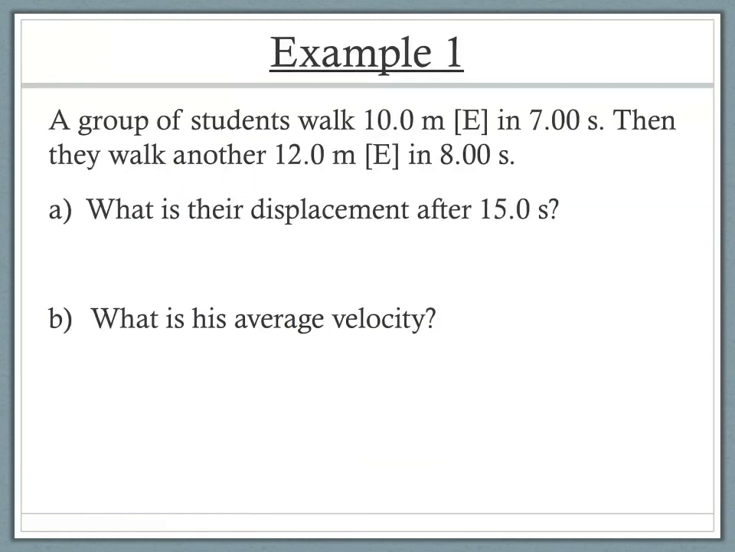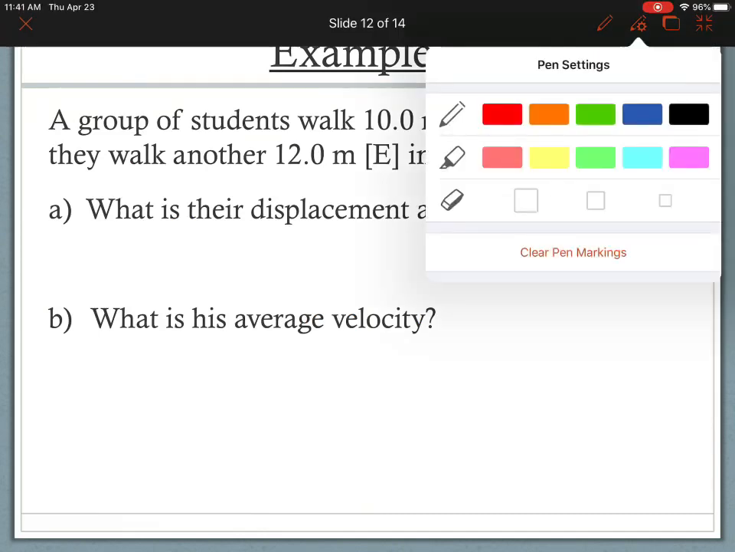So let's go over a few examples. We have a group of students walking 10 meters east, that's what that means there, in 7 seconds. So we've been given displacement and time there. And then they walk another 12 meters east in 8 seconds. So we want to know their displacement after 15 seconds. It makes you think that you need to do something with the seconds here, but if you think about it, 8 plus 7 seconds is 15 seconds. So they're walking that total distance in 15 seconds.